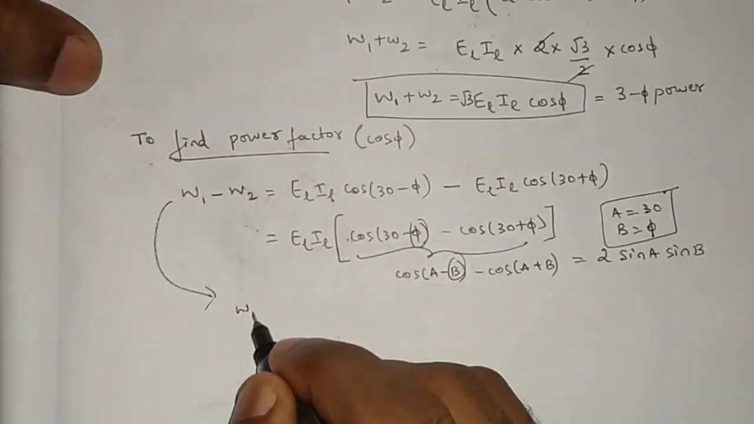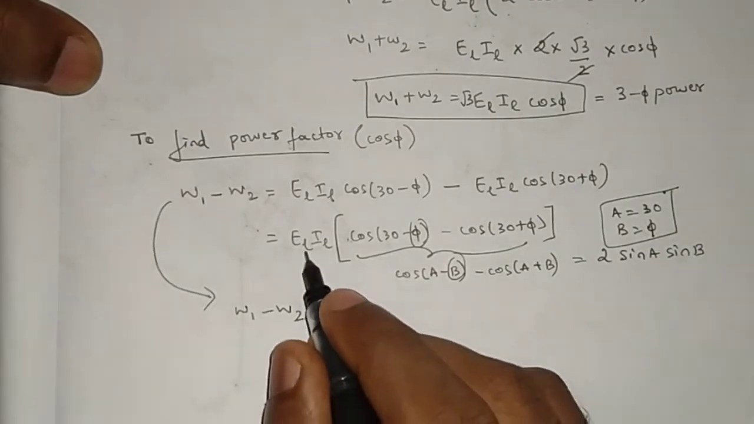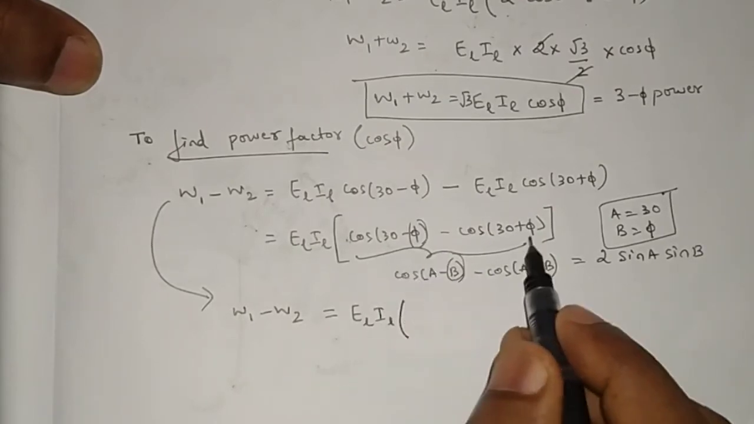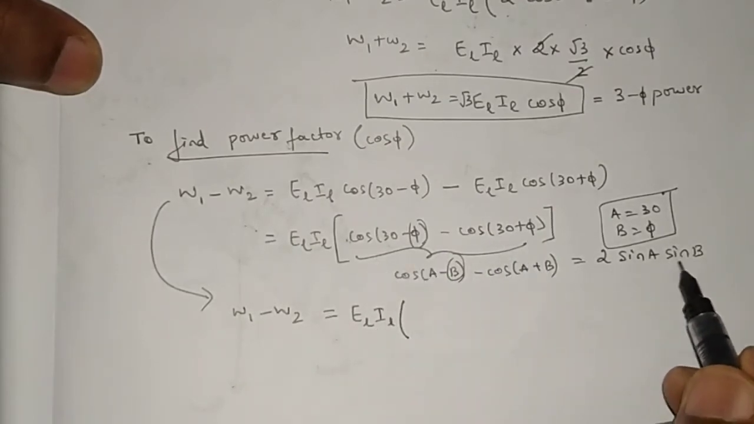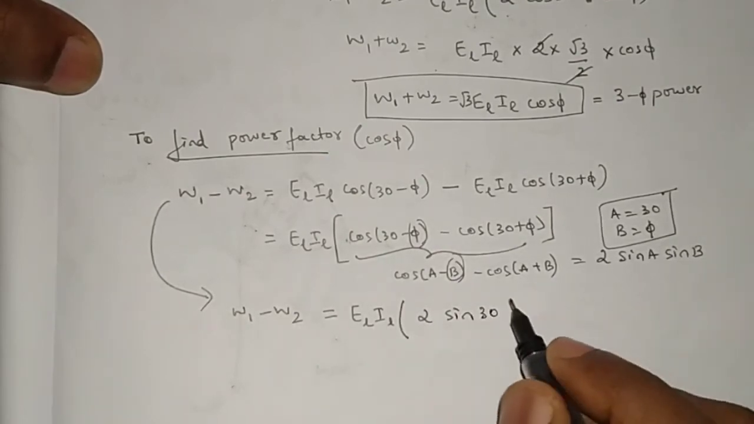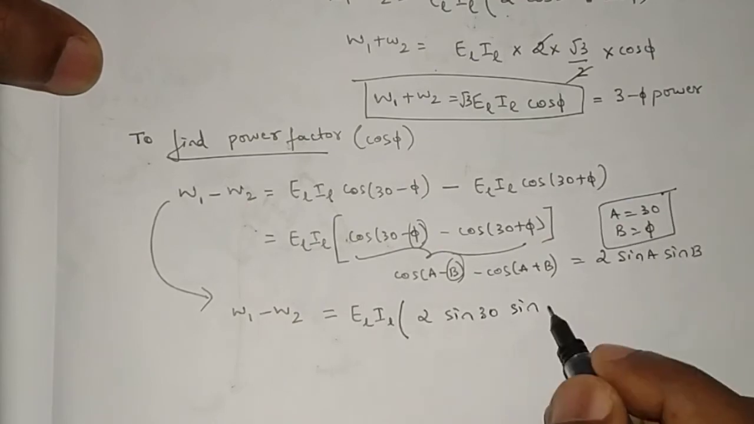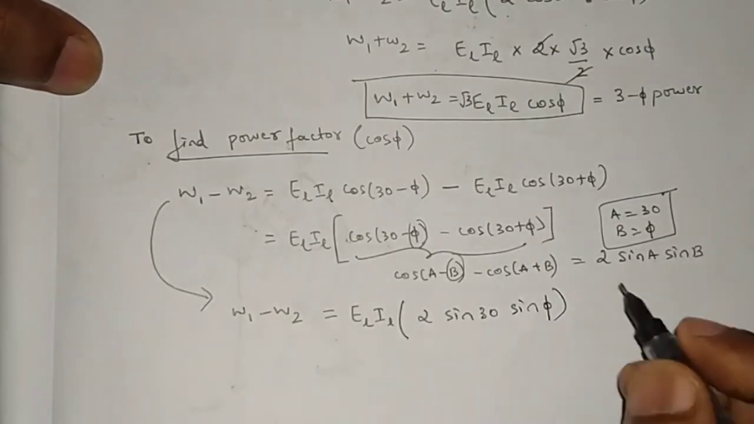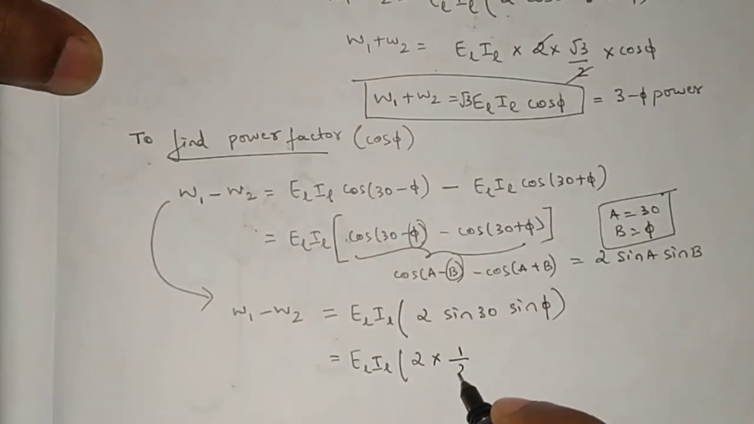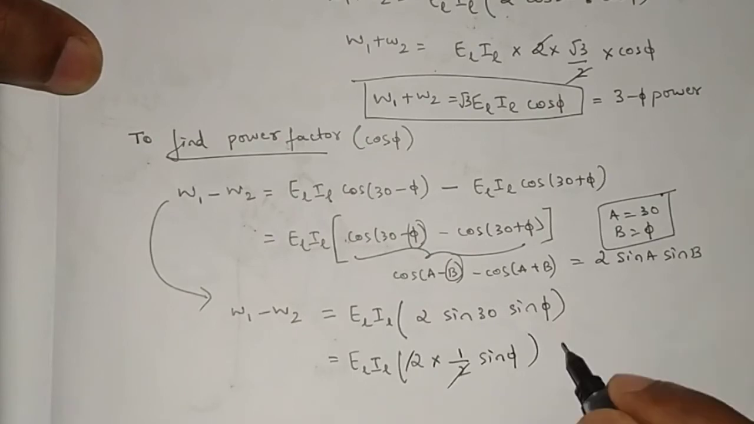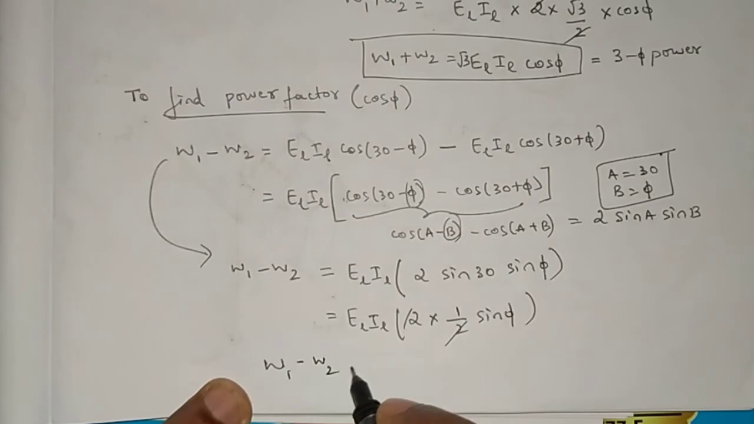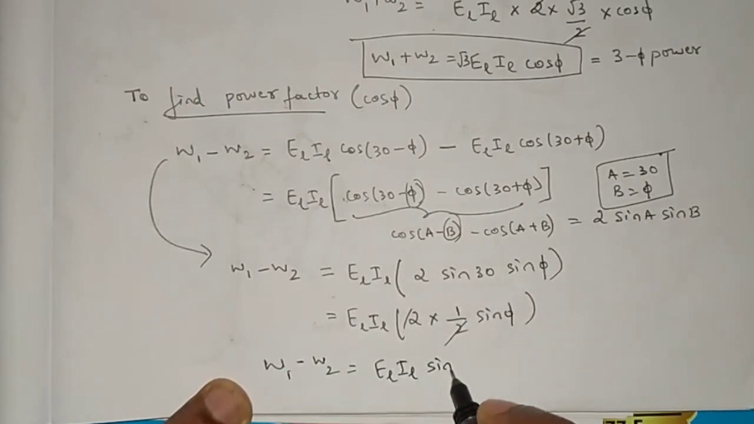So you will get, when you simplify further, W1 minus W2 is equal to EL IL, I will write it as it is, which is outside the bracket. Open the bracket. Inside the bracket you have the equation which is equal to 2 sin A sin B. So that is nothing but 2 sin, in the place of A substitute 30, then into sin B, in the place of B substitute phi. Now when you simplify this, you will get EL IL, 2 into sin 30 is 1 by 2, sin phi. So 2 gets cancelled. When you simplify, you will get W1 minus W2 is equal to EL IL sin phi.